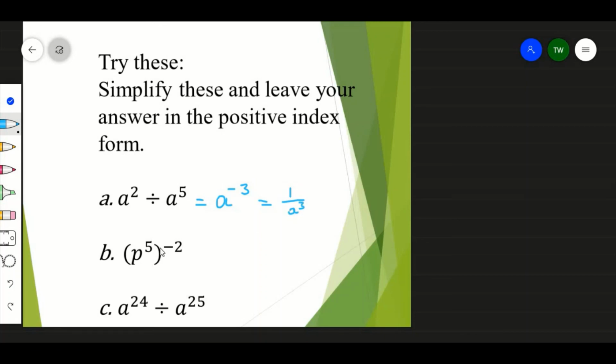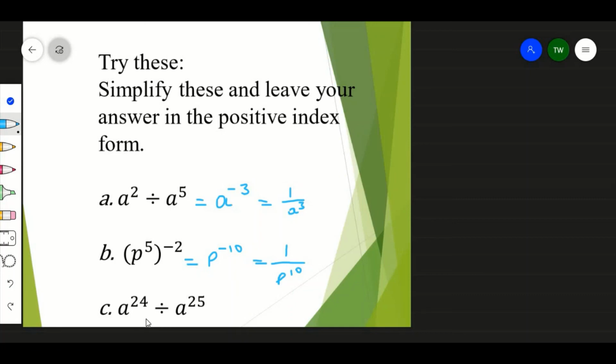Now part B, we have p to the 5th power, all of that in bracket, raised to the negative 2 power. So first, we have to apply the power to power rule here, which is to take the power outside of the bracket to multiply the power inside. The first thing, we're going to keep our base, which is p in this case. And negative 2 times 5, that's going to give us negative 10. Now we must write this answer in positive index form. So this is the same thing as 1 over p raised to the 10th power.